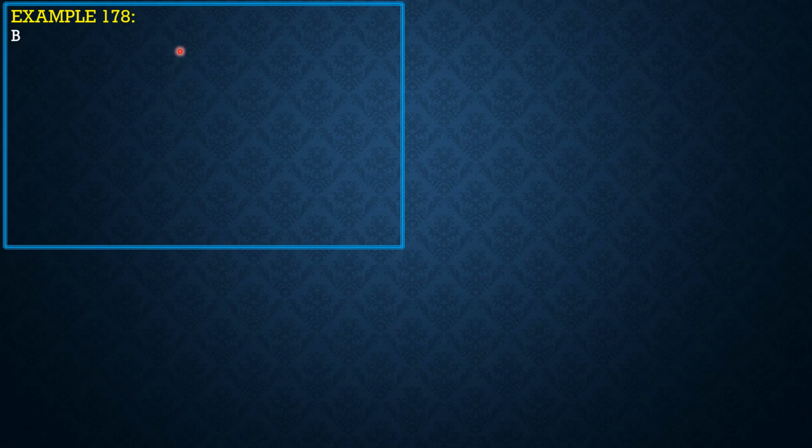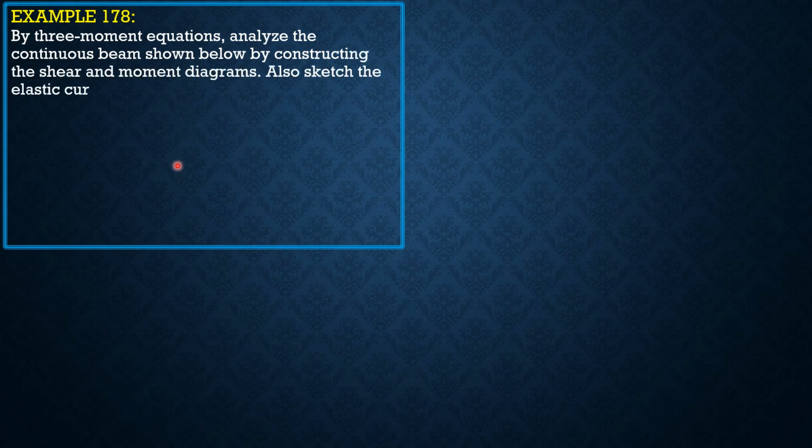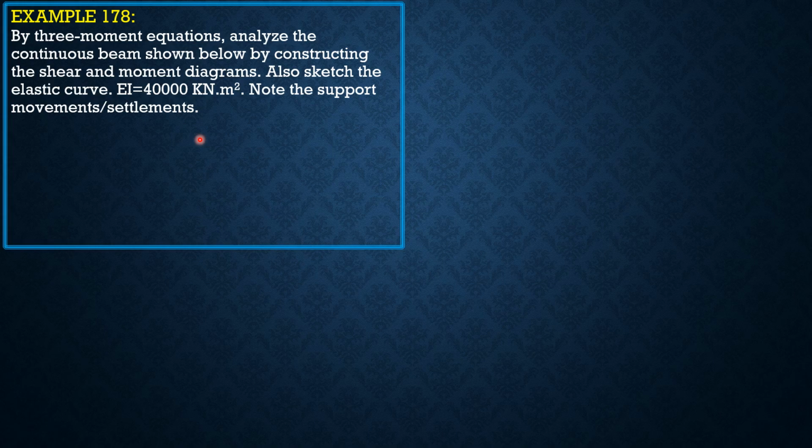This is the last example on three-moment equation. Quite challenging, but it would help you understand and master the concept on three-moment equations. By three-moment equations, analyze the continuous beam shown below by constructing the shear and moment diagrams. Also sketch the elastic curve. EI is 40,000 kilonewton meter square. Note that the support movement settlements.